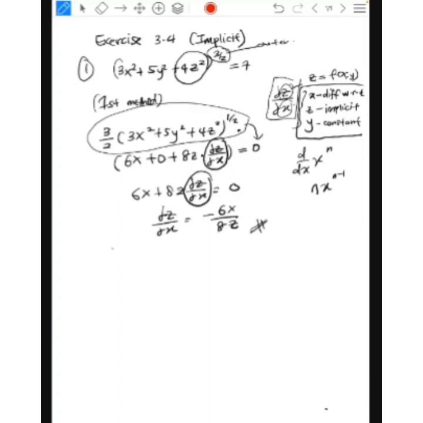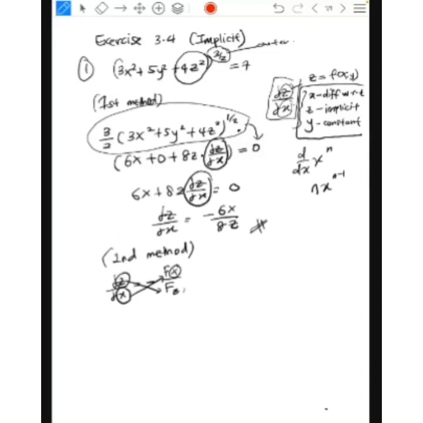Okay, let's look into the second method. The second method is rather easier than the first one. It uses a formula. The formula is negative fx over fz. Actually the formulas are not given, but it is very easy to remember. The variable that you want to differentiate goes on top, and the variable that is implicit goes down below.